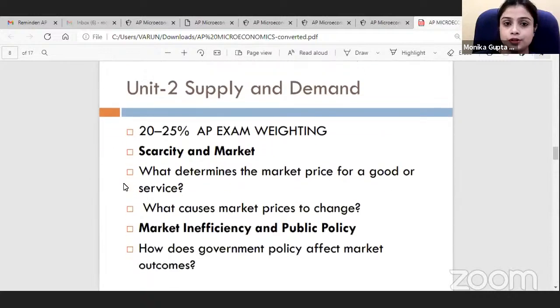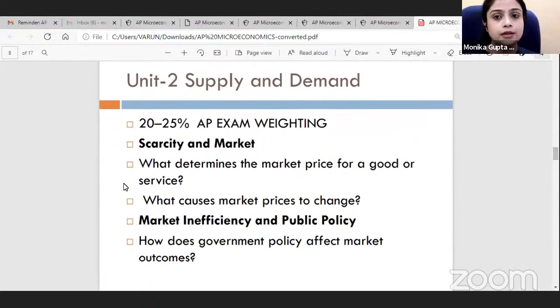And if I talk about unit 2, this is all about supply and demand. Those of you belonging to an economics background have heard about supply and demand. The weightage is 20 to 25% of your AP exam score. If I talk about multiple choice questions, you'll have 20 to 25 multiple choice questions from unit 2 and 15 to 20 MCQs from unit 1. And generally you will find your free response question in the short category. So a short FRQ will be there from unit 1 and unit 2.